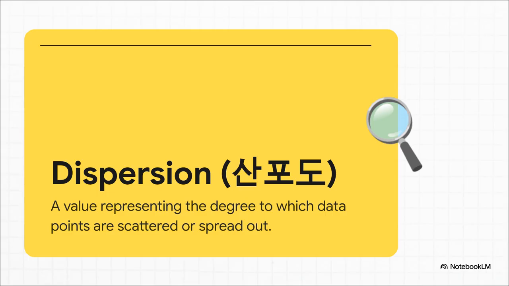Dispersion sounds kind of technical, but it's a really simple idea. It just asks, are all the scores huddled up together, or are they scattered far and wide? It's basically a measure of consistency. If the dispersion is small, it means everyone had a pretty similar experience. If it's large, well, things were a lot more unpredictable.